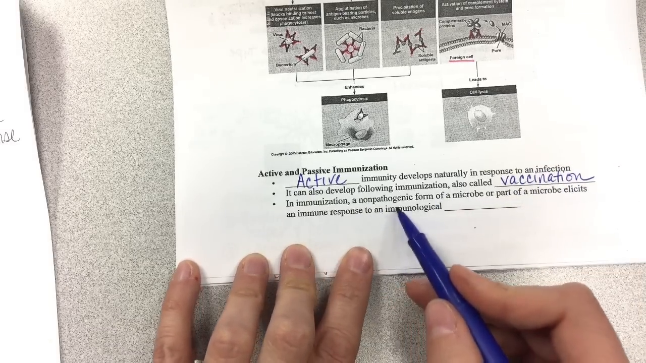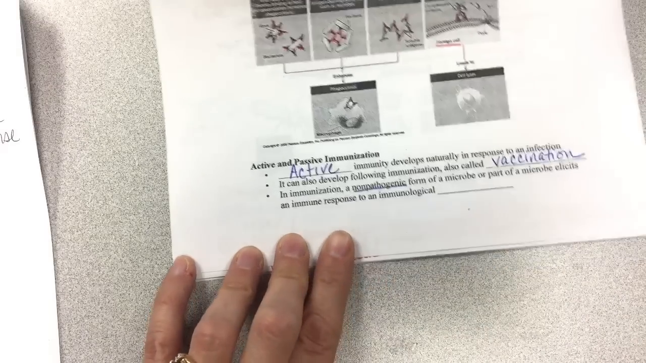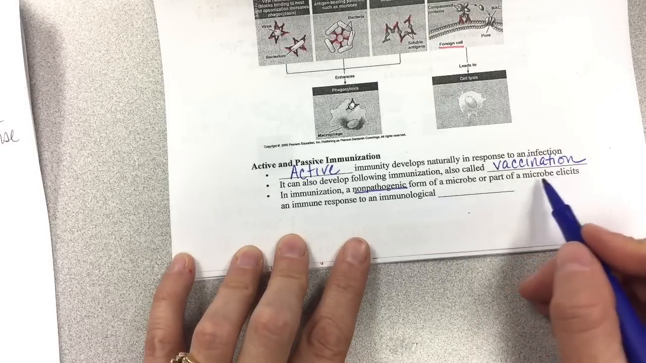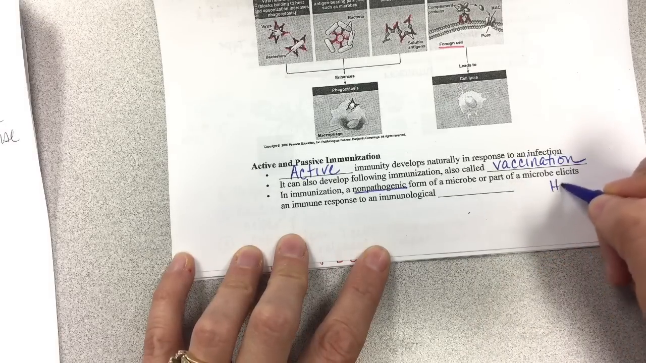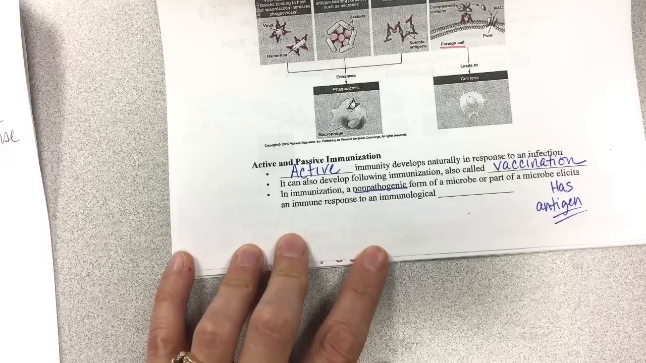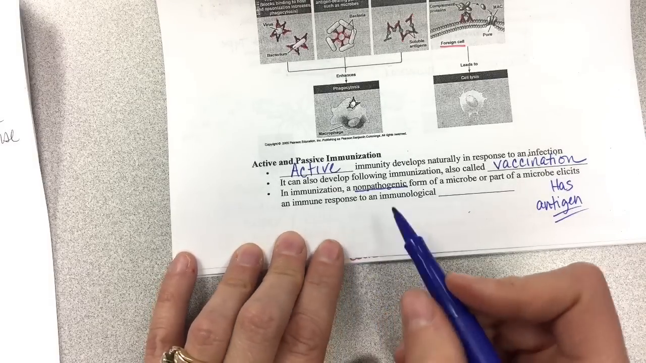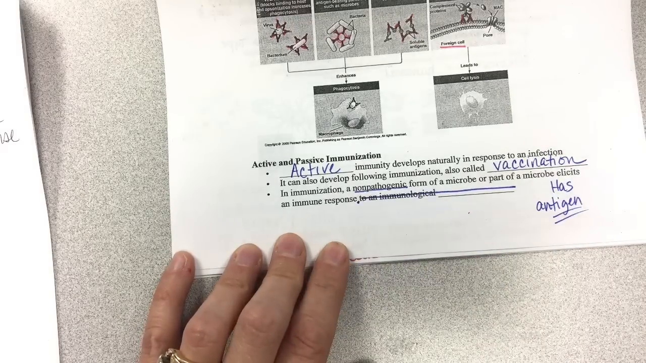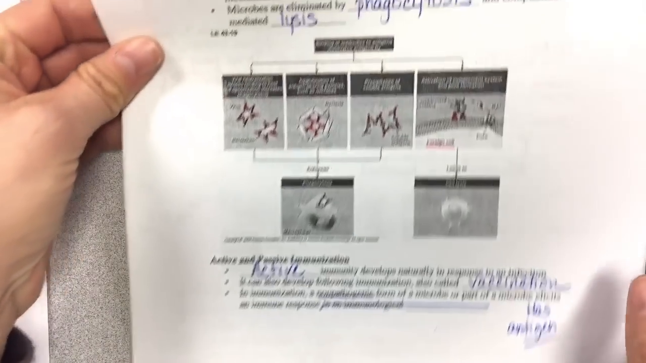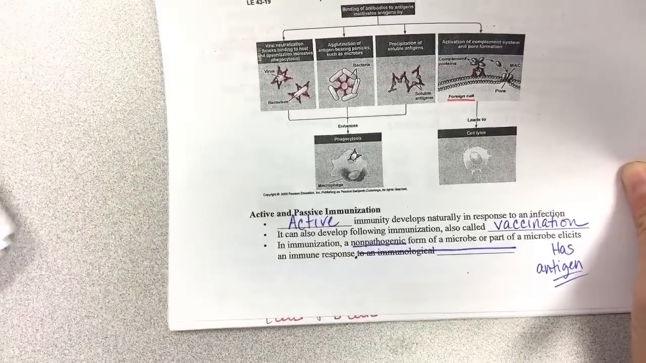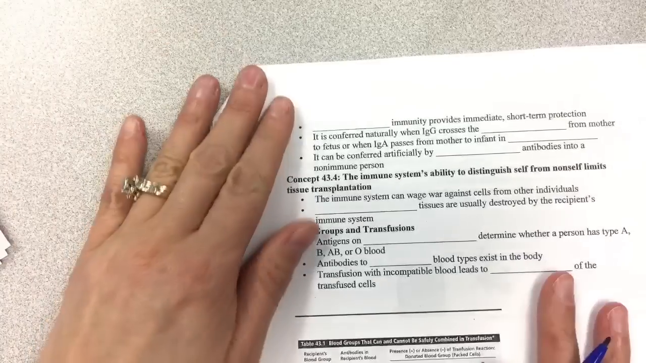In immunization, a non-pathogenic form, so this is why I say make it not harmful, of a microbe or part of a microbe. It doesn't have to be a full microbe. What's important is it has the antigen on it, because that's what your body's recognizing as foreign. It elicits an immune response, and we're just going to leave it like that, immune response. Okay, so it's the same response that we have when we come into contact with a pathogen in, like I said, the real world. All right, so we talked about that.